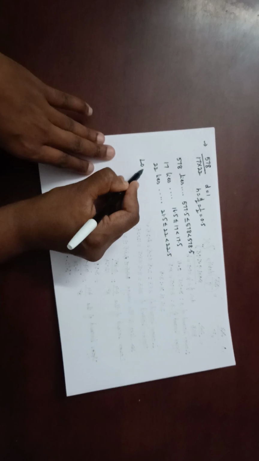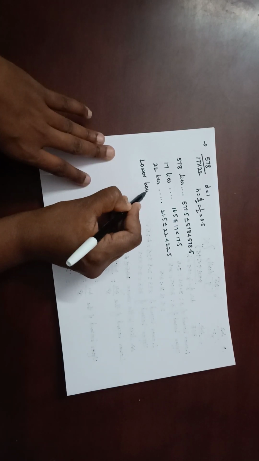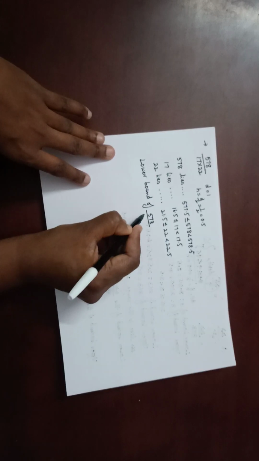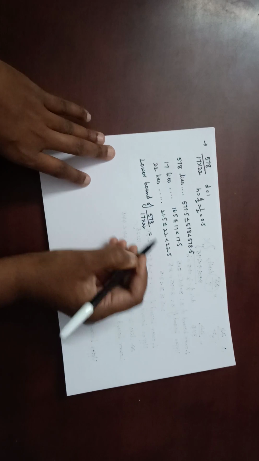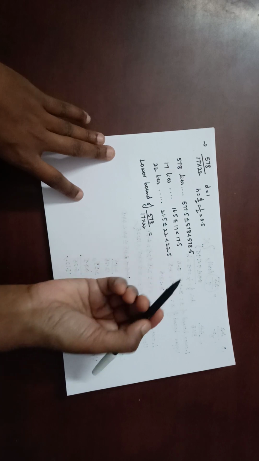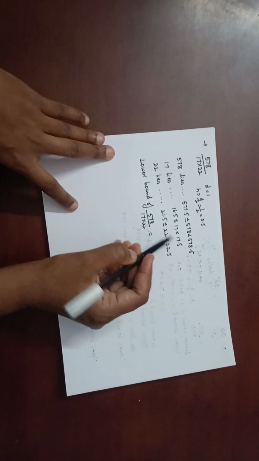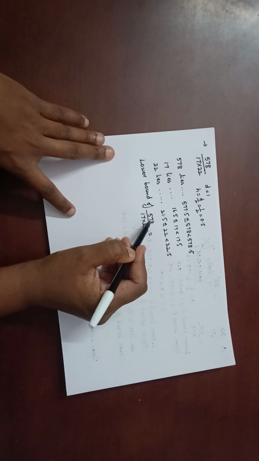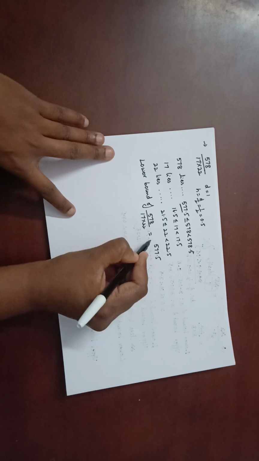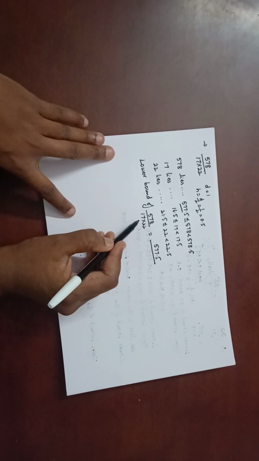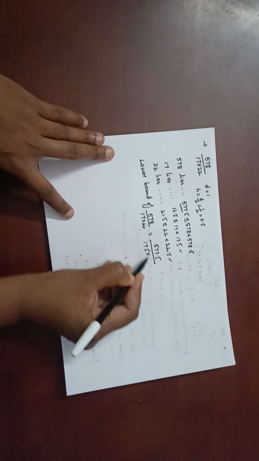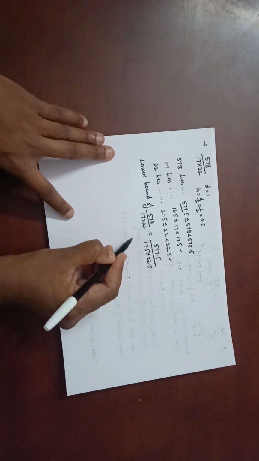Lower bound of the calculation 578 by 17 into 22 means, lower bound means what? Lower bound of the fraction means lower bound of the numerator divided by upper bound of the denominator. Lower bound of the numerator is this one, 577.5, divided by the upper bound of the denominators, which are these two: 17.5 into 22.5. Directly you can do.